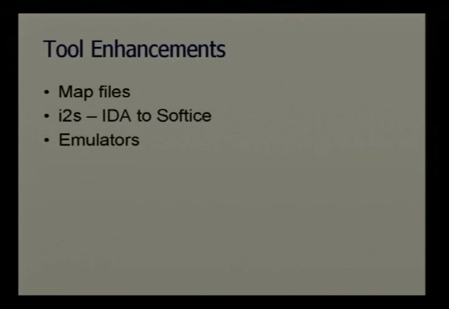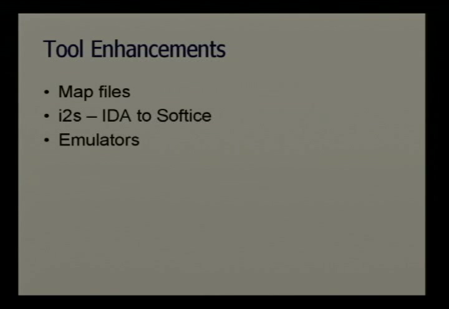Another thing along these lines is I2S. It's a really cool plugin for IDA. It takes your IDA database and dumps it to NMS format files, which is what Soft Ice uses for its symbols. And you run that, then you load the resulting NMS into Soft Ice, and you have all your symbols. Another tool enhancement are emulators.